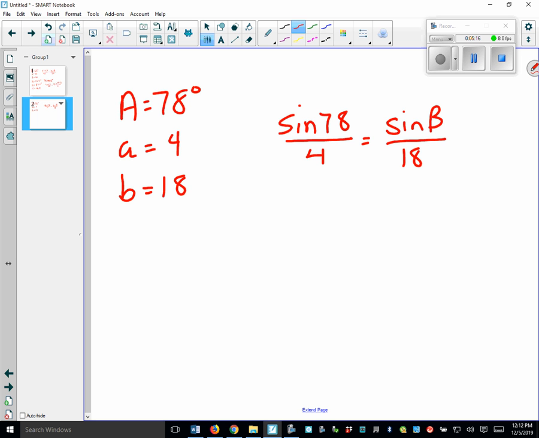You can't just guess what it is. You have to know. It doesn't fit. So what is angle B? No triangle. That's the most perfect triangle I've ever seen.